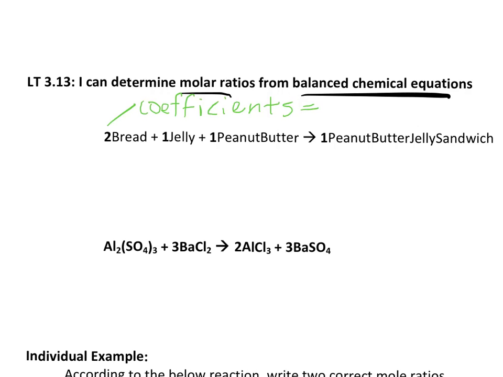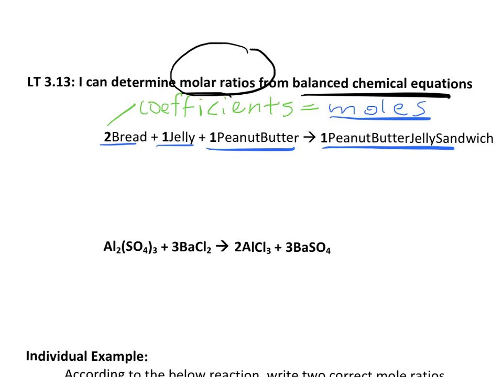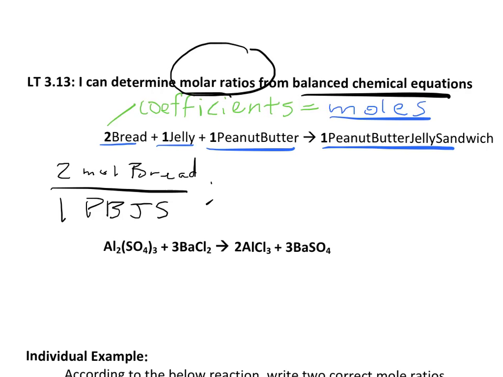And they tell us how many moles of something are reacting compared to moles of something else. So we have 2 moles of bread reacting with 1 mole of jelly, reacting with 1 mole of peanut butter to produce 1 mole of peanut butter and jelly sandwiches. So we could actually write something called a molar ratio. So we know that for every 2 moles of bread, we produce 1 peanut butter and jelly sandwich.